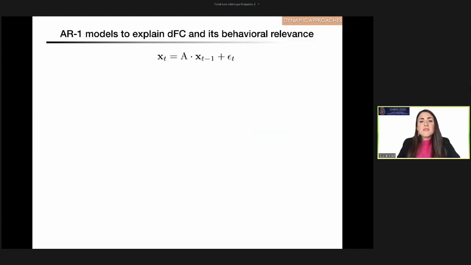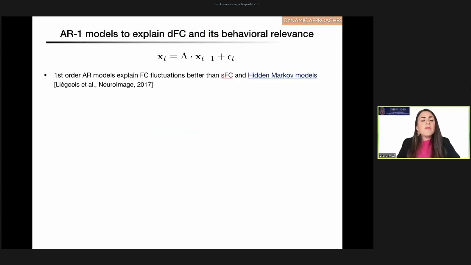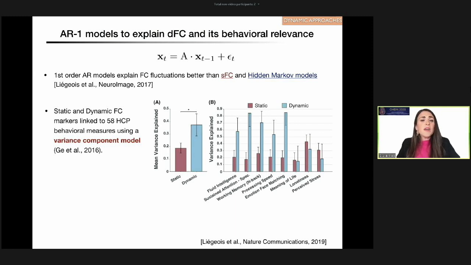And here, autoregressive models are interesting in this context because it was shown by Raphael Liégeois, who will also have a talk in this course, that first-order AR models can explain FC fluctuation better than static functional connectivity and then hidden Markov models. And then more recently, he showed that the dynamic functional connectivity markers obtained by AR model, together with static ones, can be linked to behavioral measures.